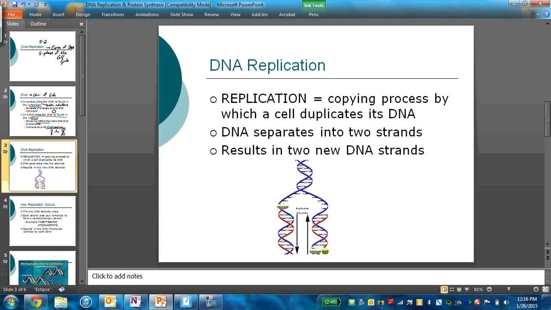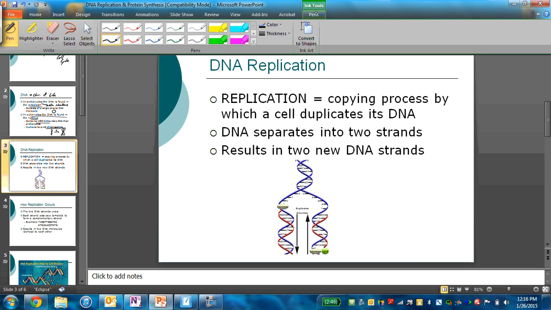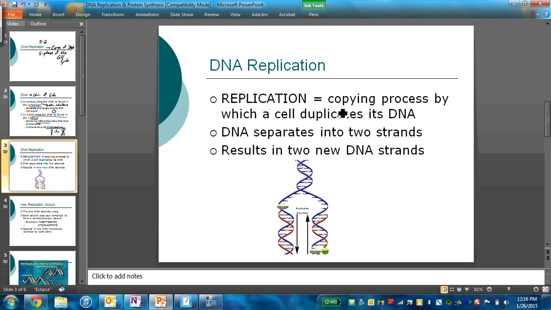All right, so this is DNA replication. Replication, again, means that we're copying the DNA itself, so that when the cell duplicates, each cell has an exact copy. So how is this done?